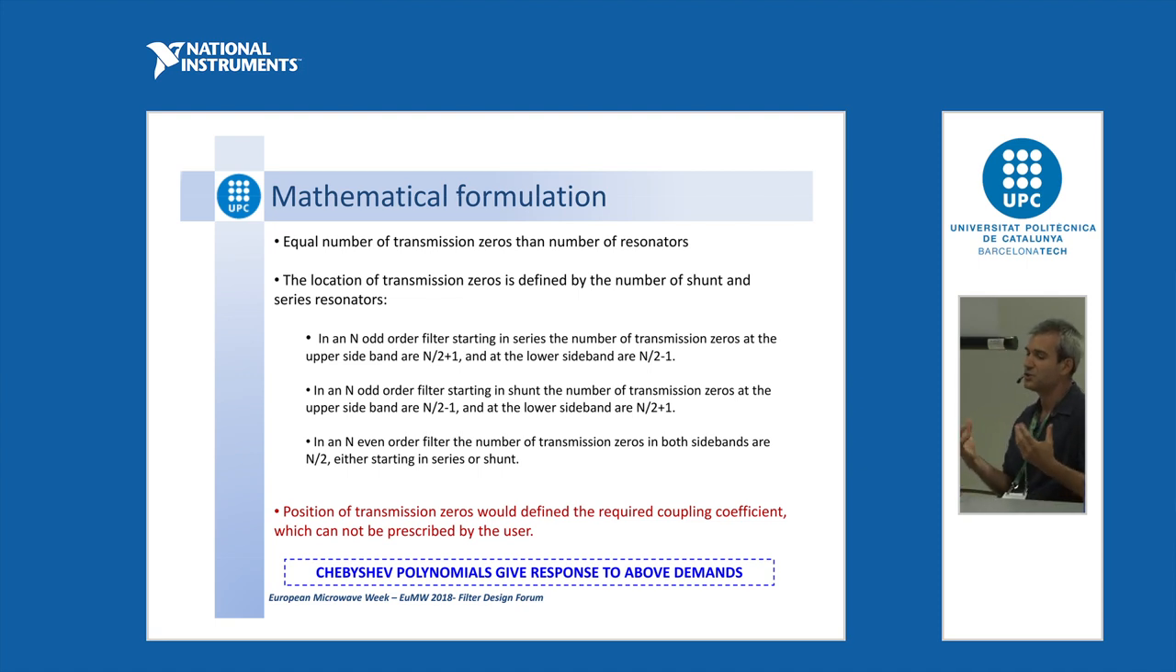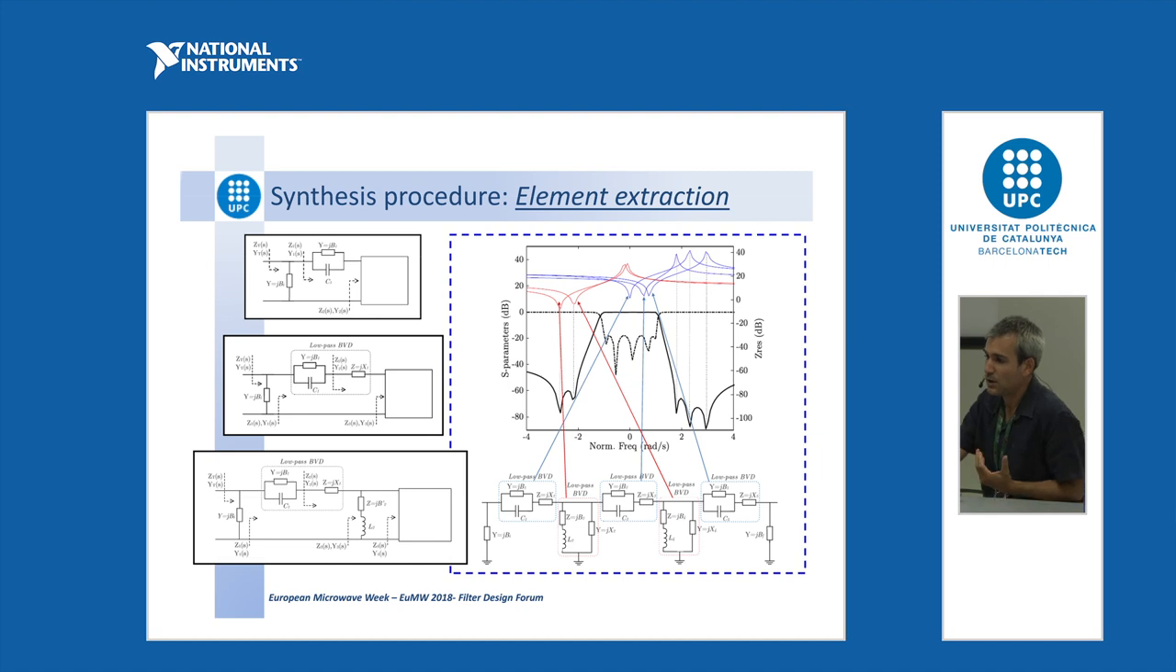So we can create general Chebyshev polynomials where the number of transmission zeros is equal to the number of resonators, and they are distributed along both sides of the filter, right? And when we know how to formulate this, the next step is just to propose a synthesis procedure. The synthesis procedure that we propose is just to use the element extraction approach, which is actually quite conventional, although it's not very used when we work with coupled filters.